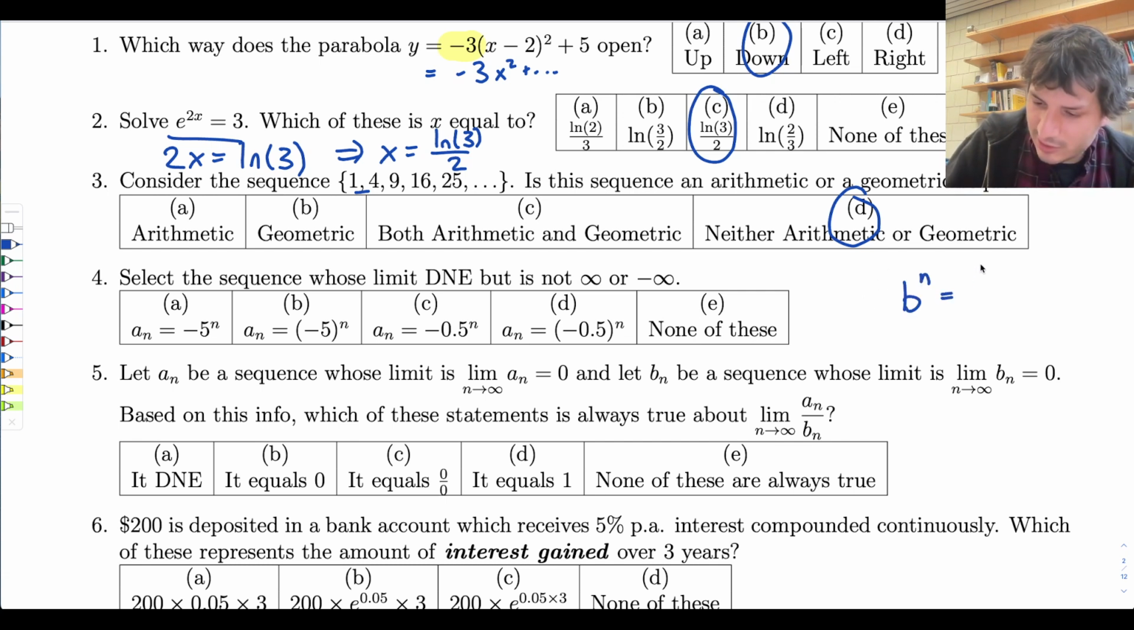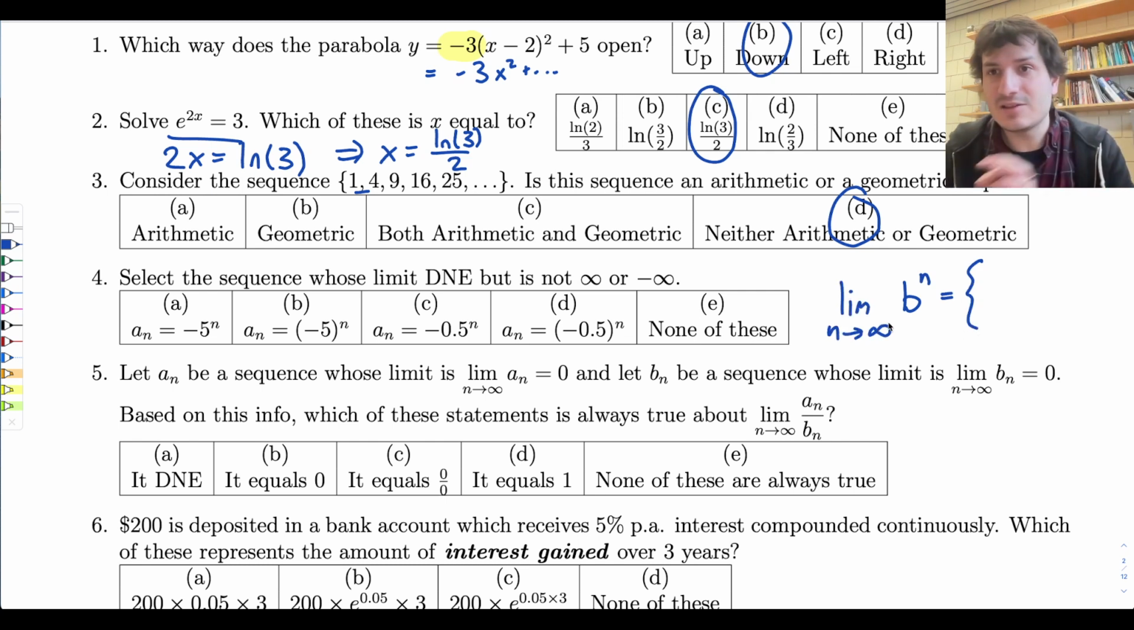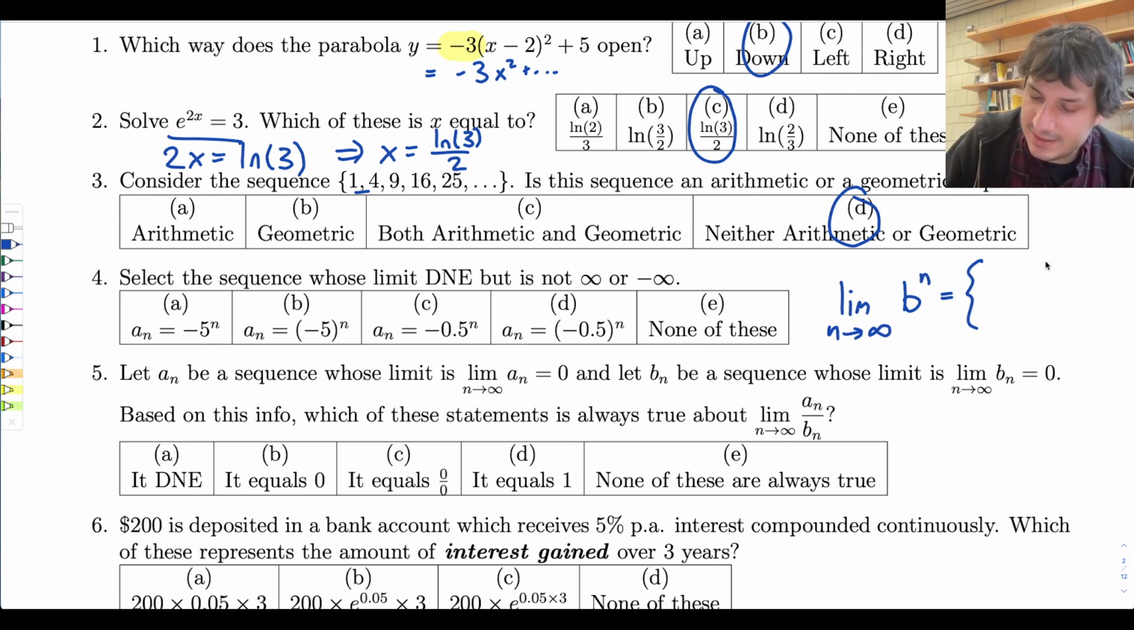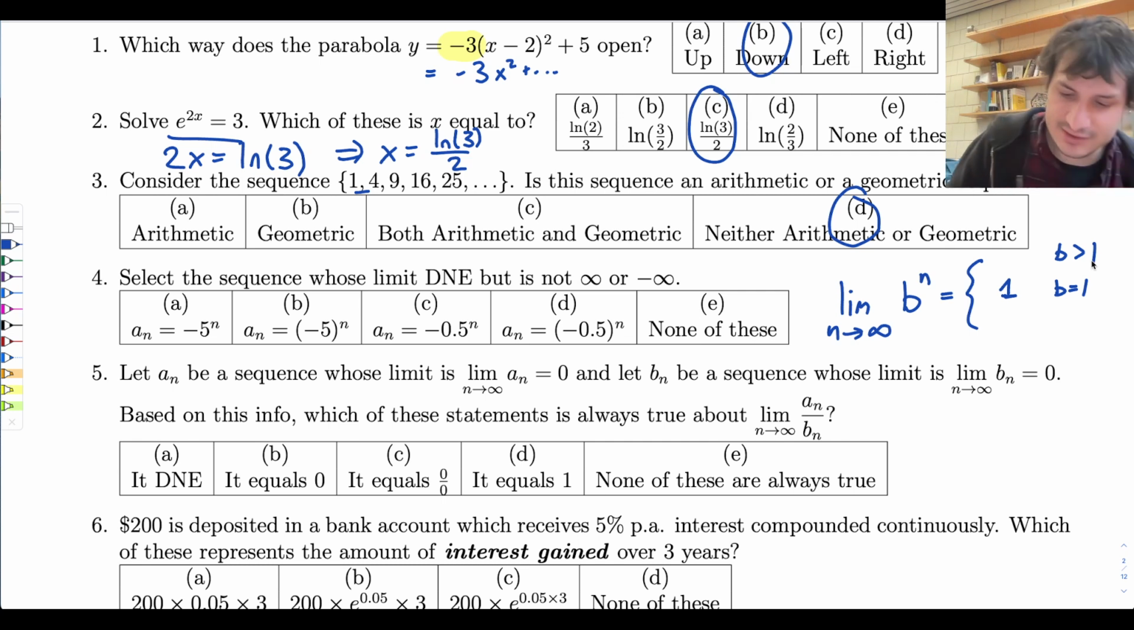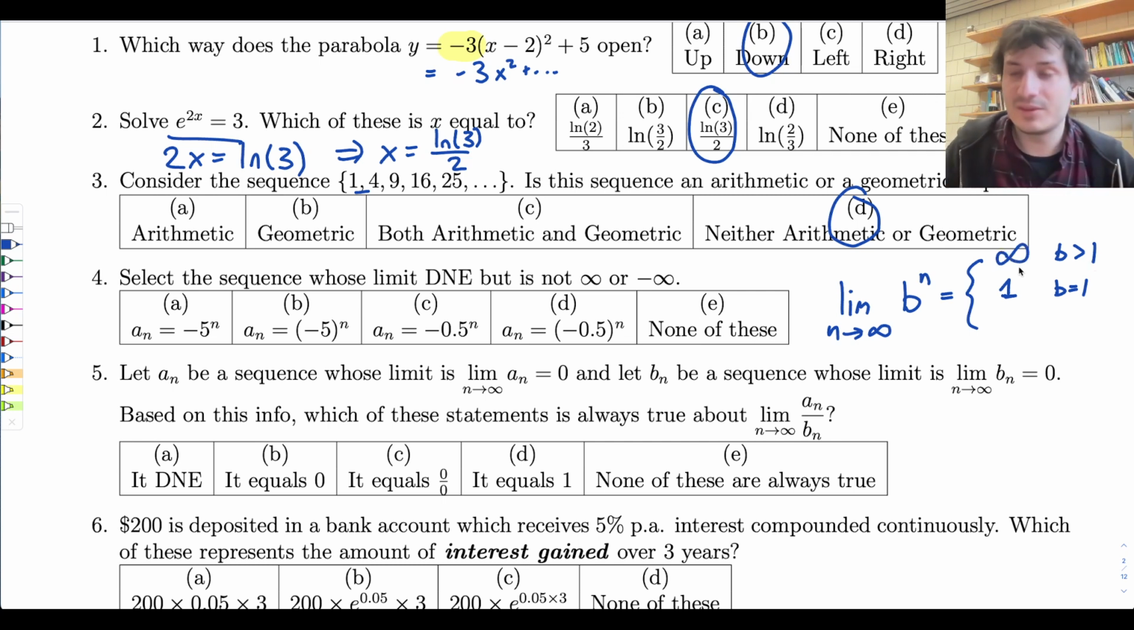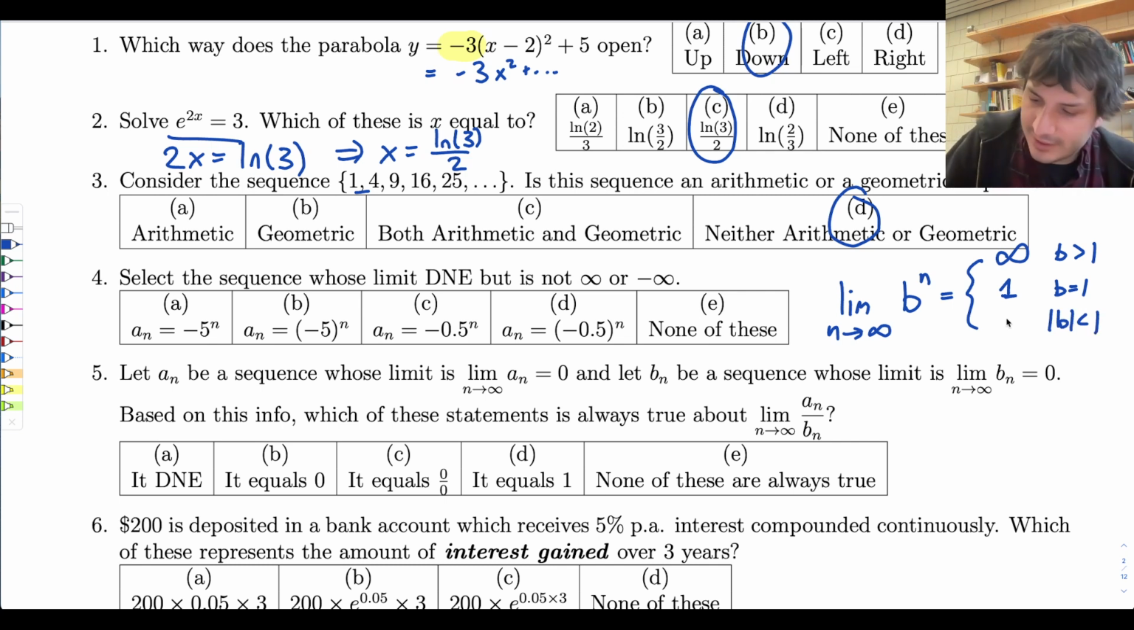And in your notes, we learned that the limit of the sequence b to the n depends on what b is. If b equals 1, the limit is 1. If b is bigger than 1, like a number like 2 or 3 or 5 in this case, the limit is infinity. And if the absolute value of b is less than 1, so this includes all the negative numbers between -1 and 1, the limit is 0.